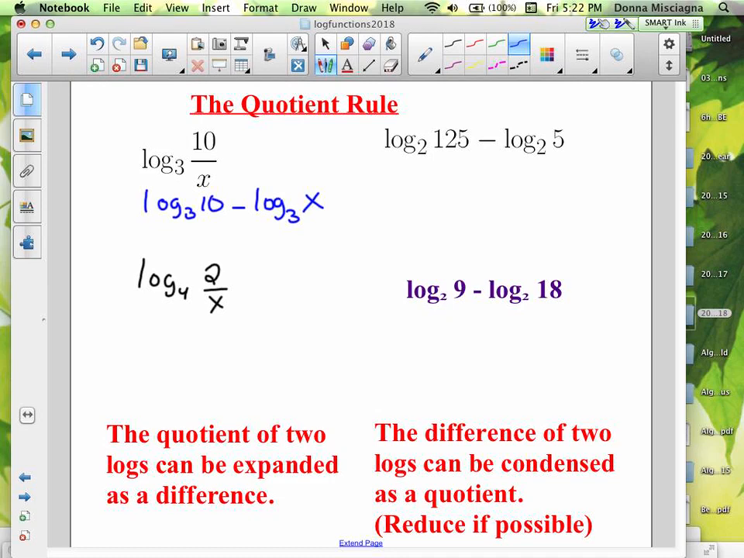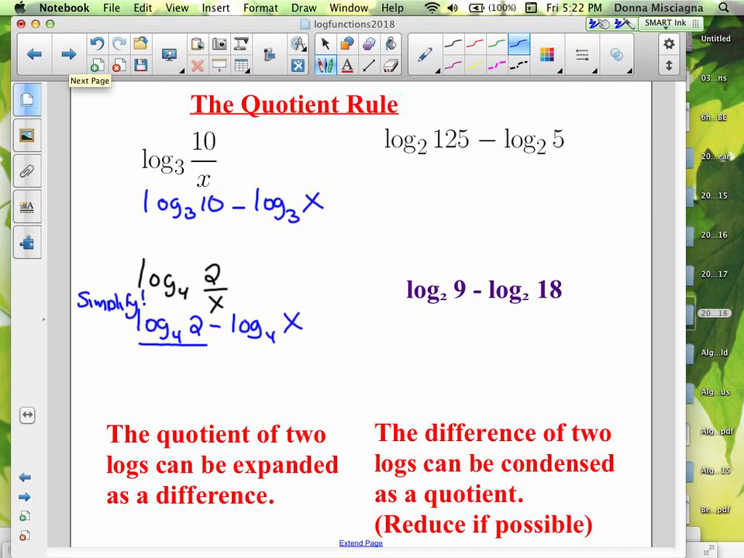Log base 4 of 2 divided by x, we can rewrite that as log base 4 of 2 minus log base 4 of x. Now, whenever we can simplify, we need to simplify. This can be simplified. So you're looking for things you can rewrite without a log. We can rewrite that without a log. So next to that, let's write simplify, and maybe put an exclamation point so we don't forget.